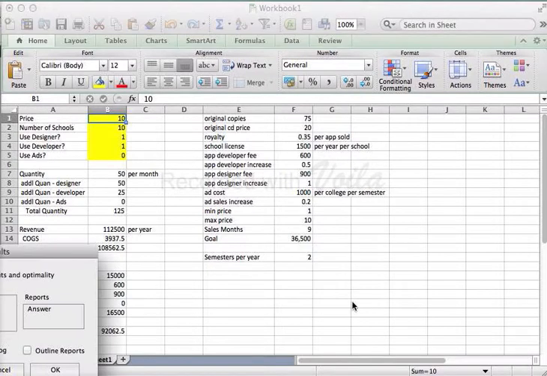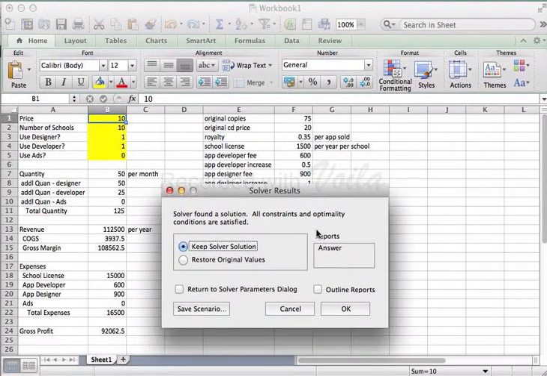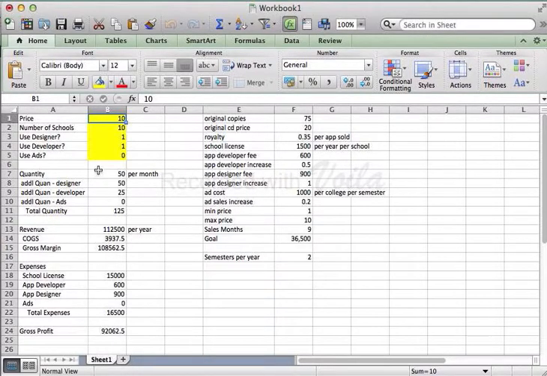and the solver goes up, sets up the problem, and comes back with the answer. And the answer is basically do not use the ads, use the maximum number of schools, use the designer, and use the developer. So if the maximum number of schools turns out to only be 1, I'm betting the answer would have been the same.